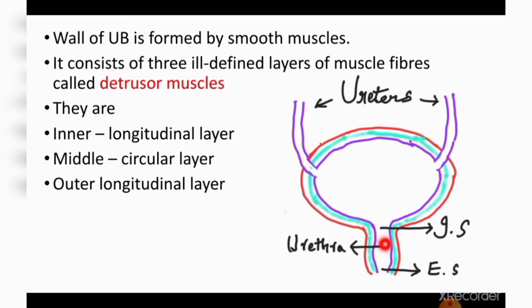And this is our urethra. The upper part of the urethra has a sphincter system, which we call the internal sphincter. And the lower part of the urethra has a sphincter system, which we call the external sphincter. So here is the internal sphincter and here is the external sphincter.